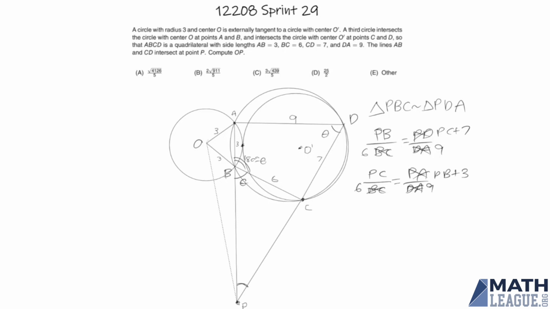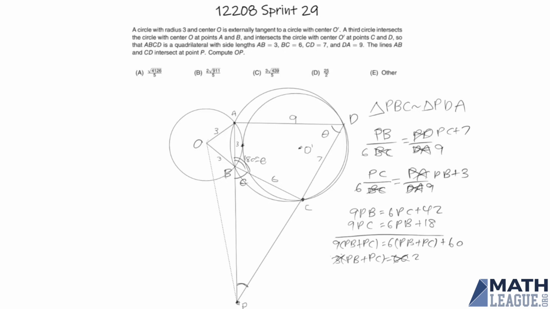So now we can form equations by cross multiplying. For the top one, we have 9PB equals 6PC plus 42. For the bottom one, we have 9PC equals 6PB plus 18. Adding the two equations, we have 9 times (PB plus PC) equals 6 times (PB plus PC) plus 60. And then we get 3 times (PB plus PC) equals 60. So dividing by 3, finally we get PB plus PC equals 20.